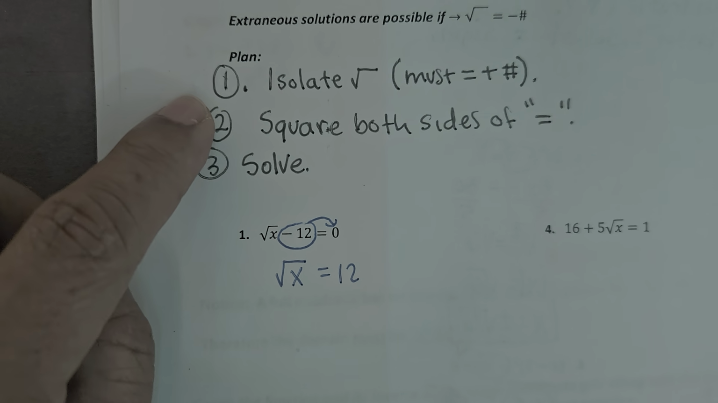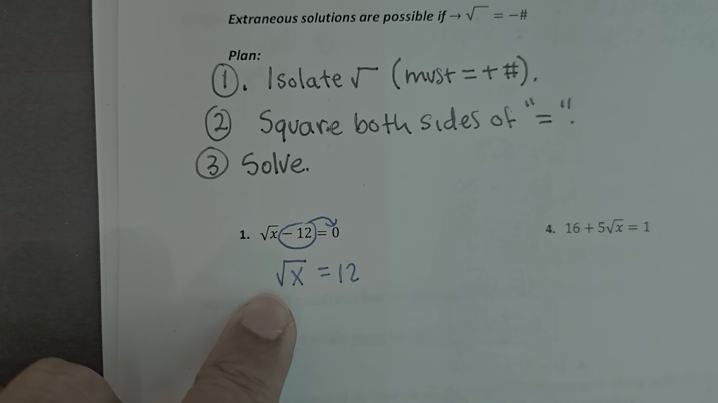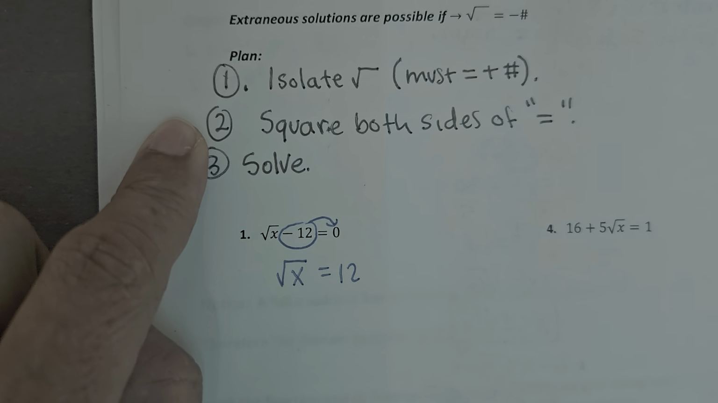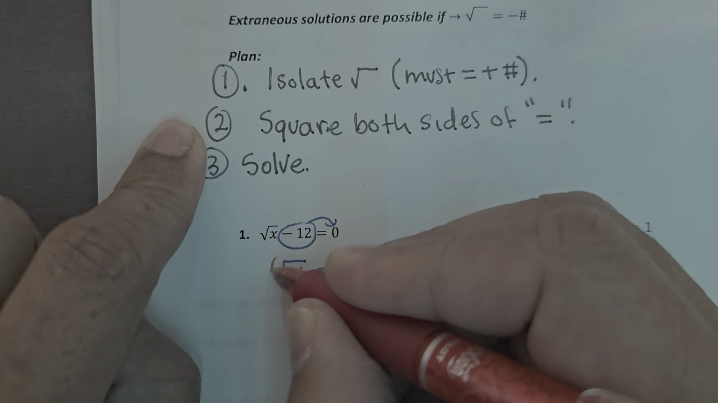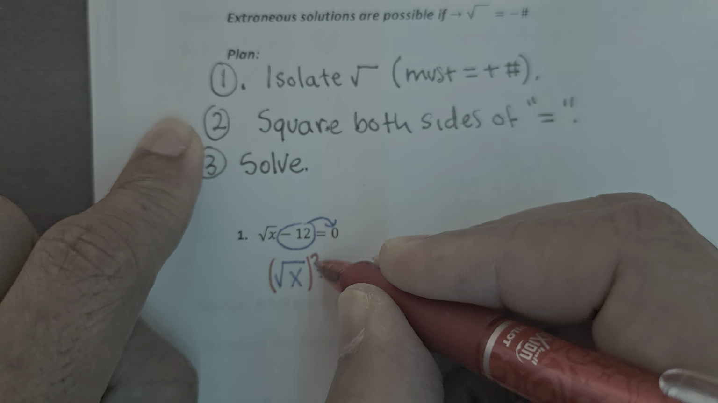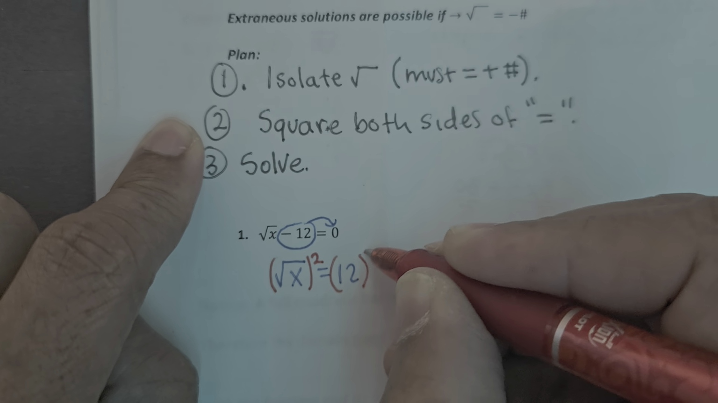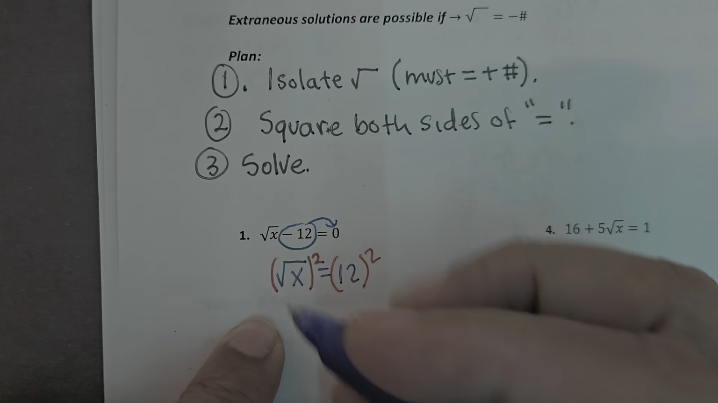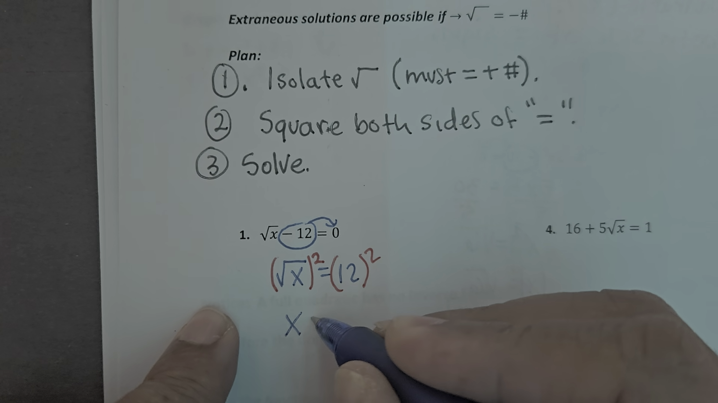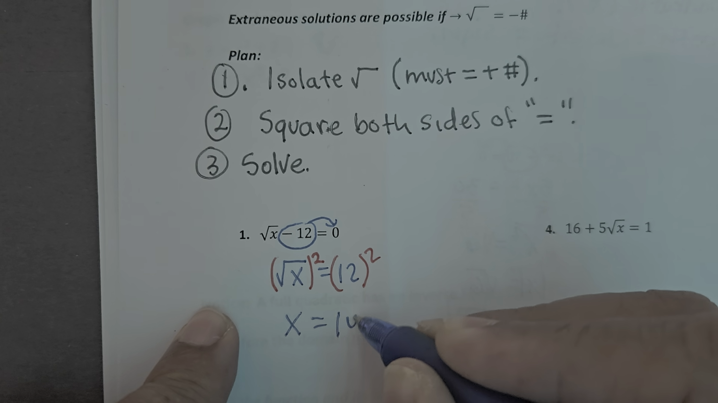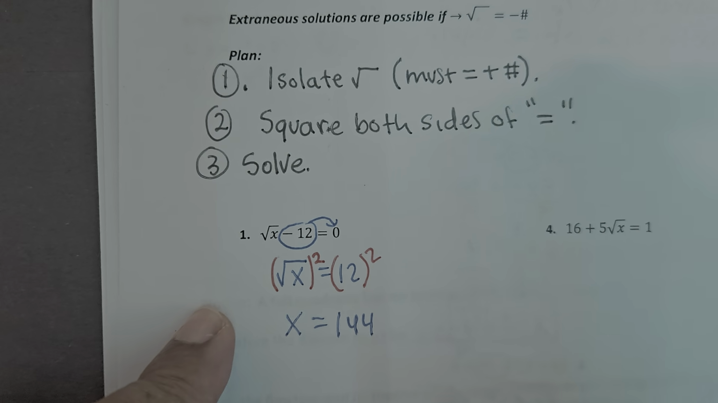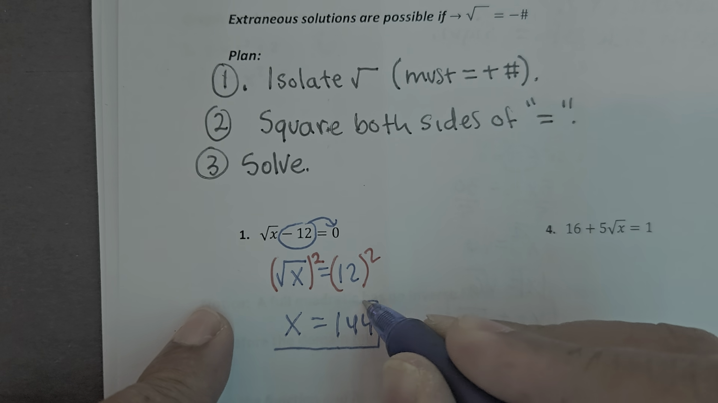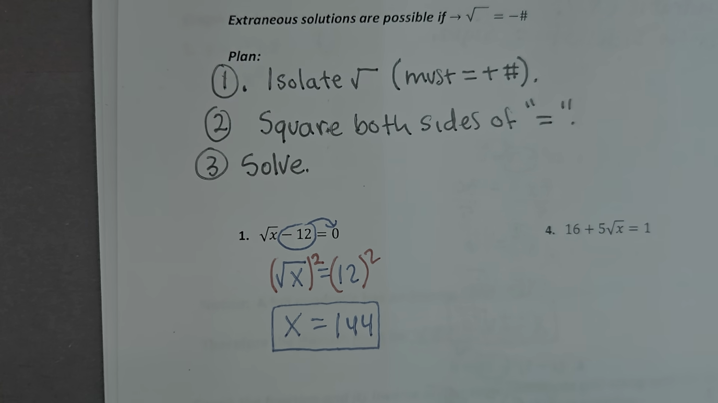So notice, step 1 is done. The radical is isolated. Step 2 is you're going to take the square. You're going to take the square of this side, which is the inverse of the square root, and also the 12. So then the square and the square root cancel each other out. So then that just gives you the x by itself. And when you take the square of 12, that is equal to 144. And this is the solution to this equation. Okay.